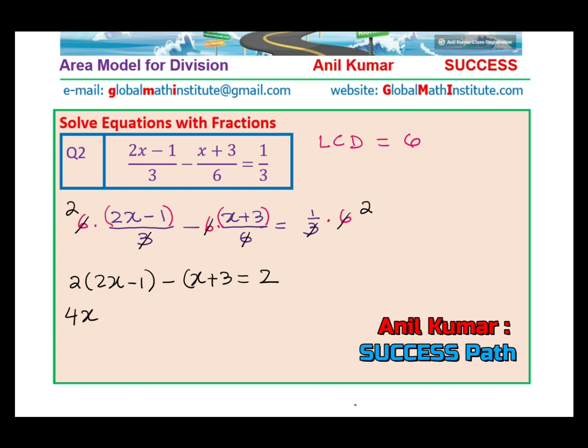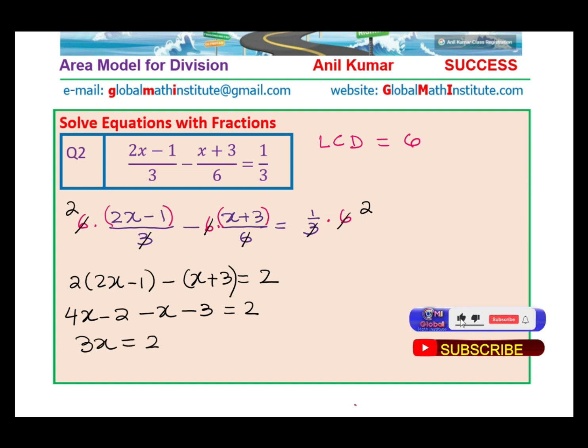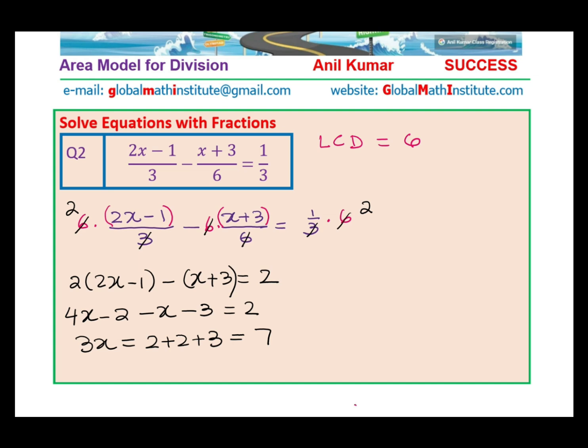So we get 4x minus 2 minus x and minus 3. So negative sign will change the signs, right? Equals to 2. Combine the x's, 4x minus x is 3x, right? And take the numbers on the right hand side. So get 2 plus 2 plus 3, right? Which is 4 plus 3 is 7. And now you can find what x is. So 3x equals to 7. Let's rewrite. We got 3x equals to 7, or x is equal to 7 over 3. So that becomes the solution for this particular question.